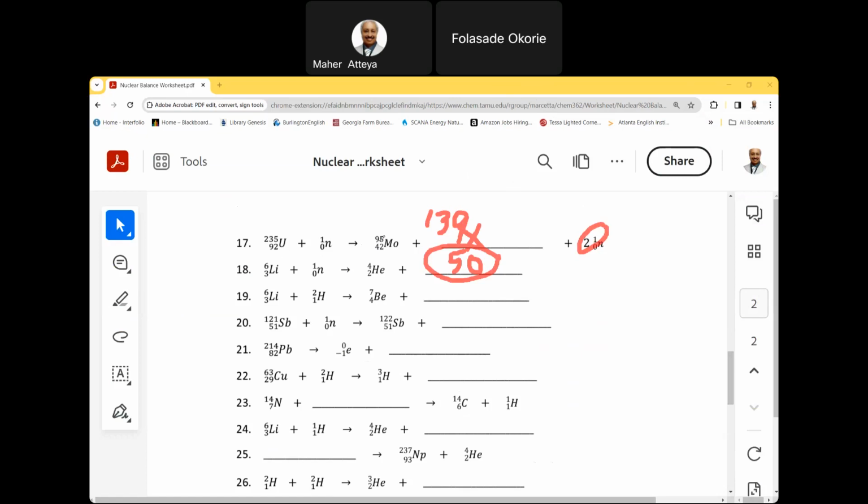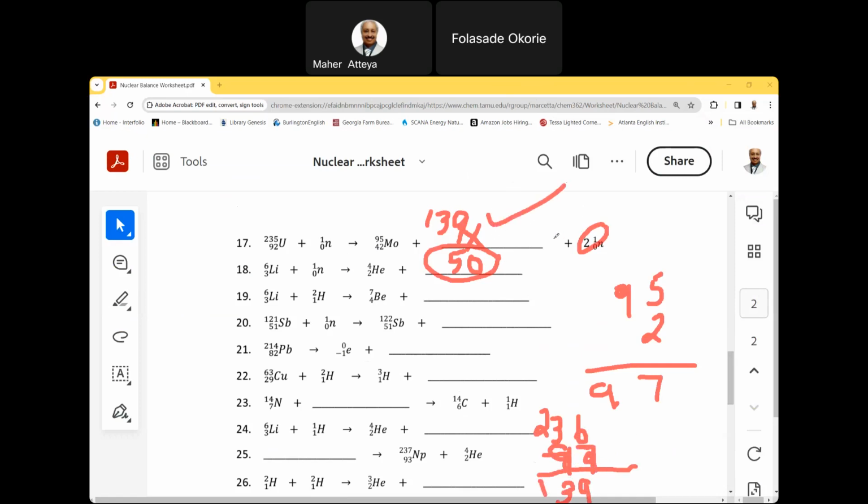This is 95. So we have 95 plus 2 is 97, and the other one is 236 minus 97. You wrote 79, it's 97. Correct. This is 139. So what's the name of the element and what type of decay are we dealing with?